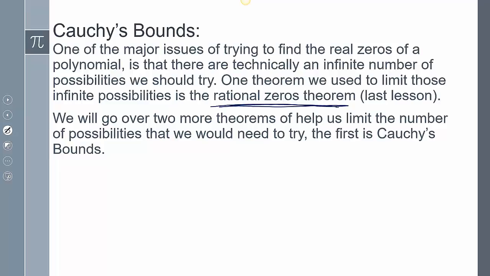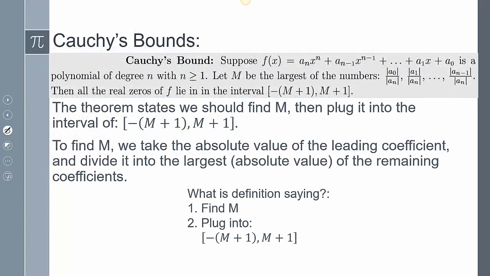And so we're going to go over two more theorems to help us limit the number of possibilities that we need to try, and the first is going to be Cauchy's bound. What Cauchy's bound states is that suppose my polynomial is of degree n, where n is greater than or equal to 1. We take all the coefficients and divide them by our leading coefficient. Whichever the largest is of those is going to be m.